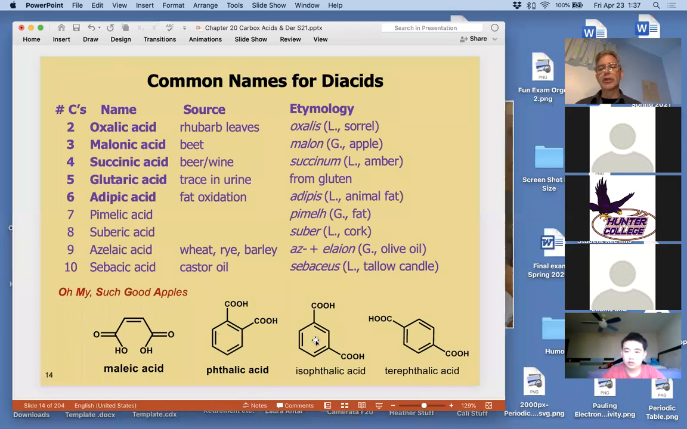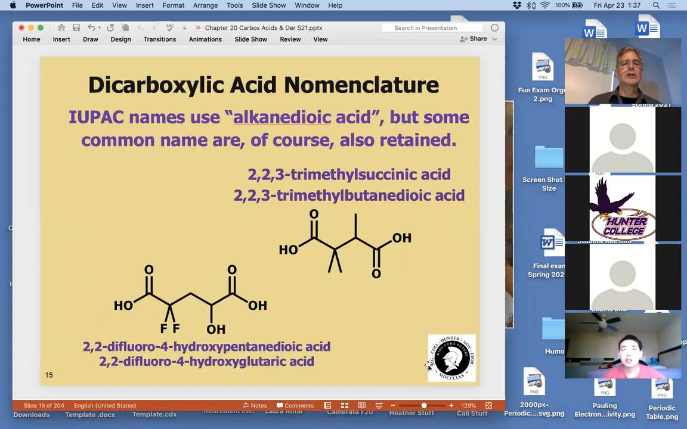And then there are the 3 isomers of the benzene dicarboxylic acid. The one that's most important is phthalic acid, so I'd like you to learn that one. Isophthalic is kind of easy, one more. And terephthalic acid, I should emphasize, because it's part of PET, soda bottle plastic. Polyethylene terephthalate. We'll see that later.